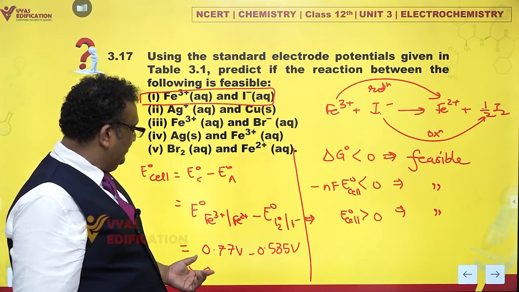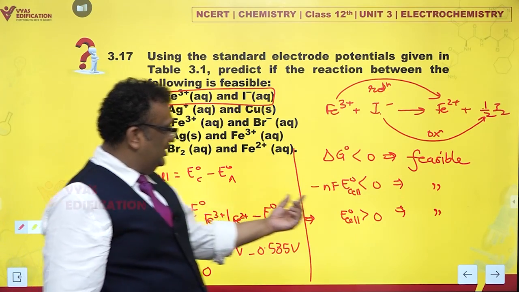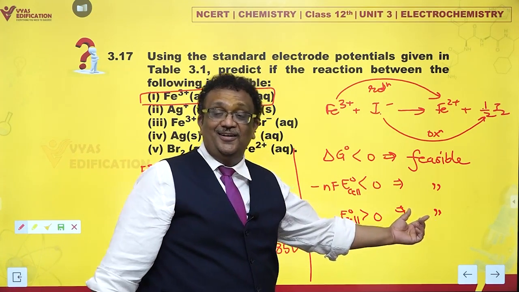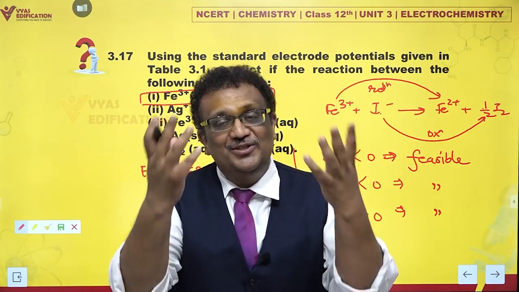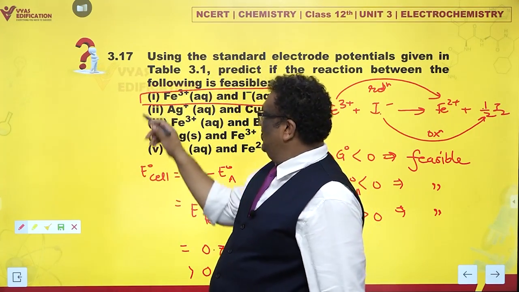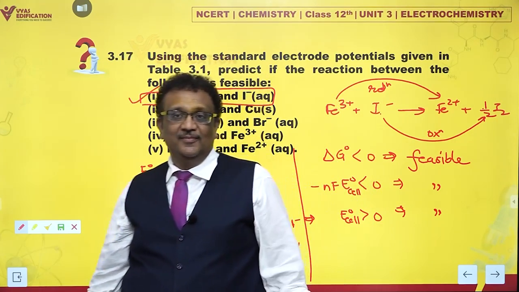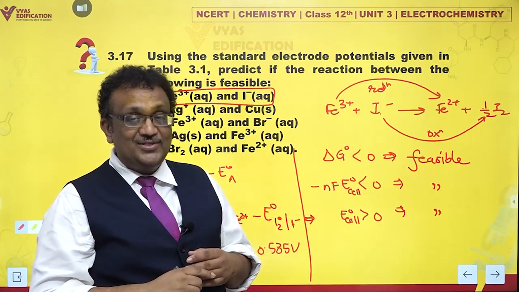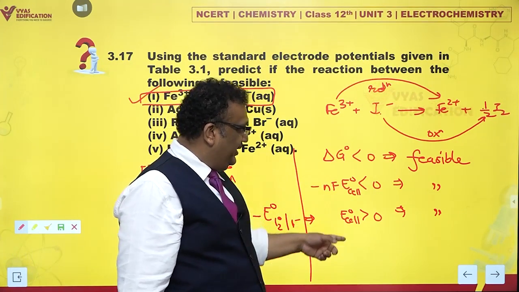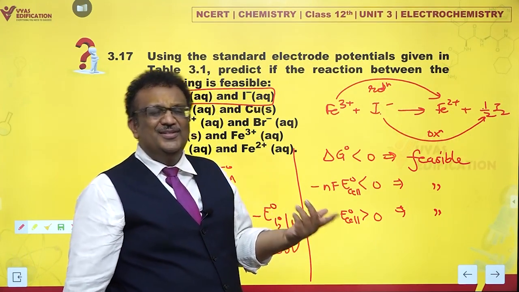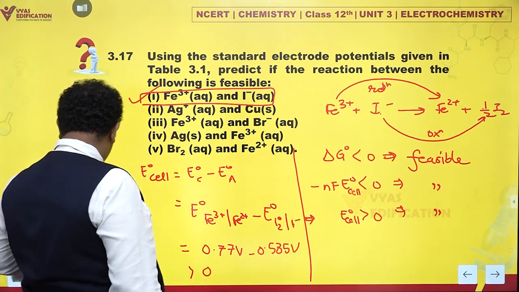If it is positive, that means E naught cell is positive, which means that delta G naught is negative, which means that the reaction is feasible. There we are. It's feasible. Done. Similarly, we can do all three. Yes, the remaining three also can be done with a very similar concept. Every time I will not repeat this, but this is the criteria. Right? Let's do that.